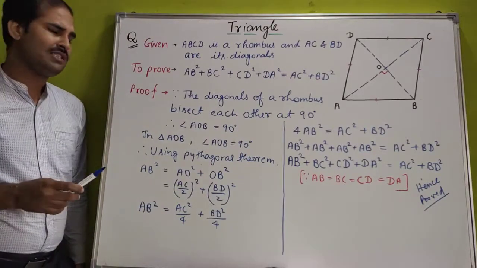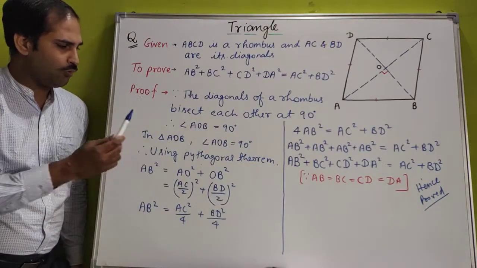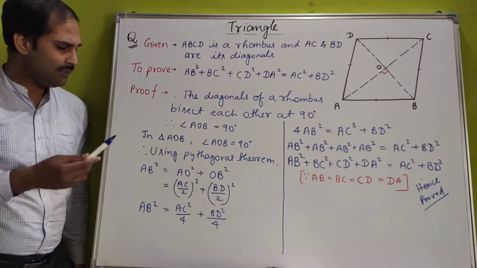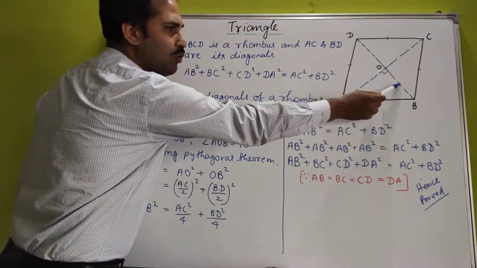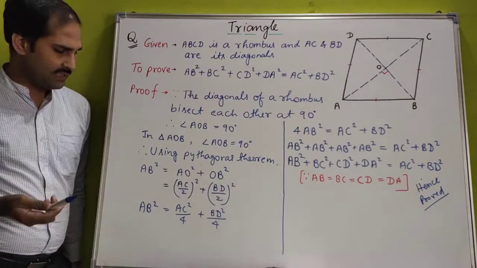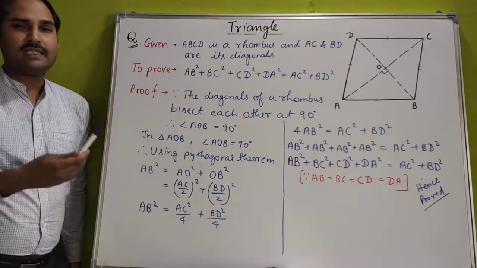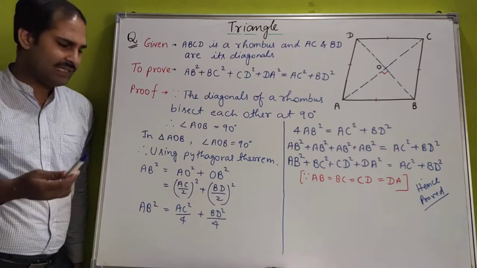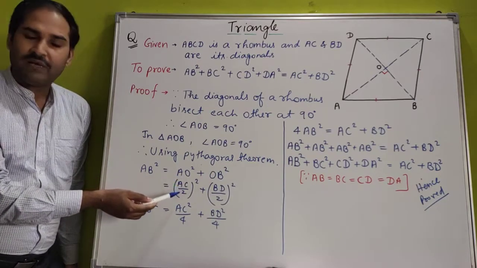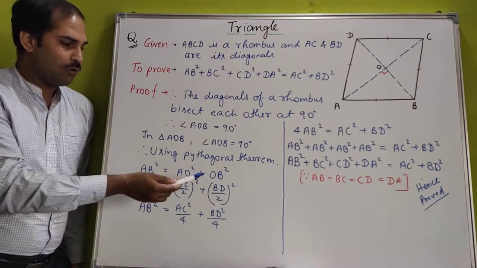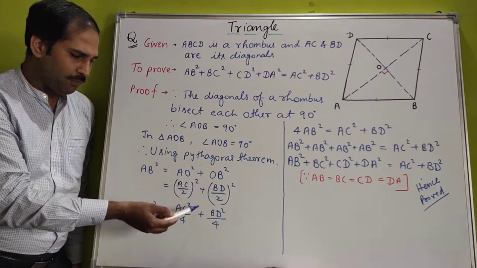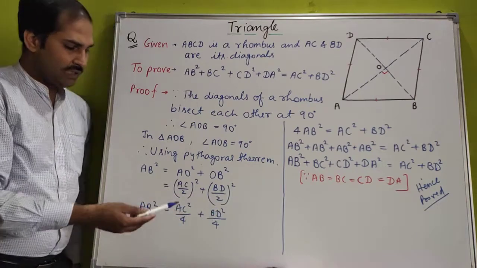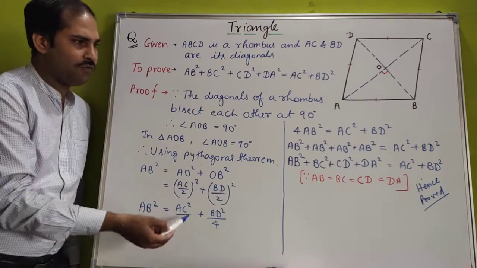Now, if we use Pythagoras theorem in triangle AOB, what will we observe? We observe that AB square is equal to AO square plus OB square. This is what Pythagoras theorem says. Now, as we know that the diagonals of a rhombus bisect each other, that means AO we can write as half of AC and OB as half of BD. So, after squaring, AC square by 4 plus BD square by 4. Now, when we take the LCM of 4 and 4, it is 4.